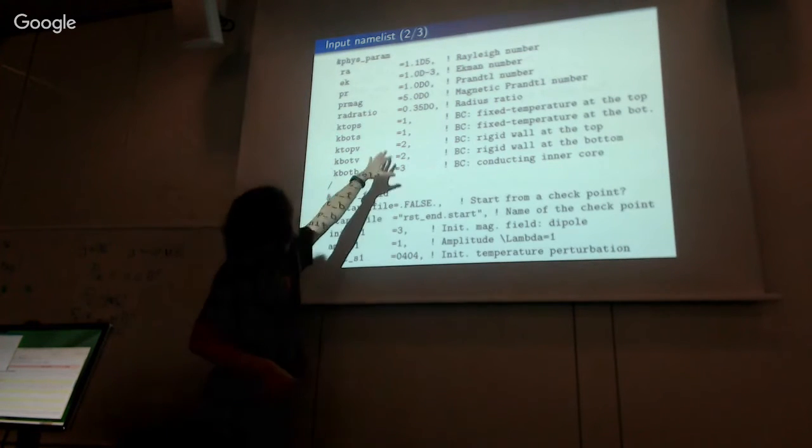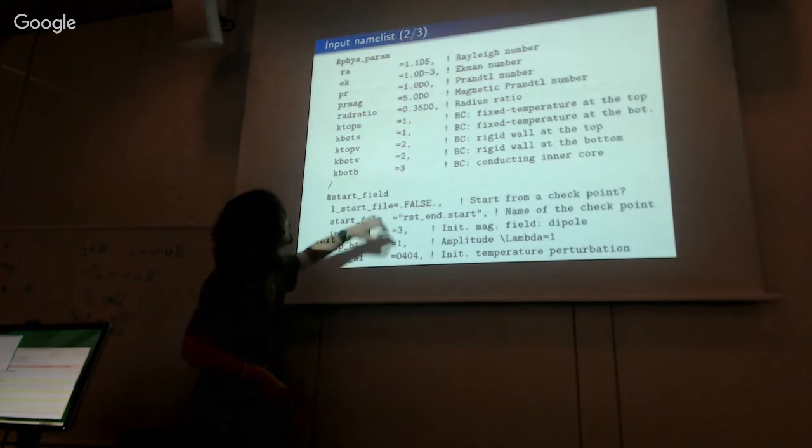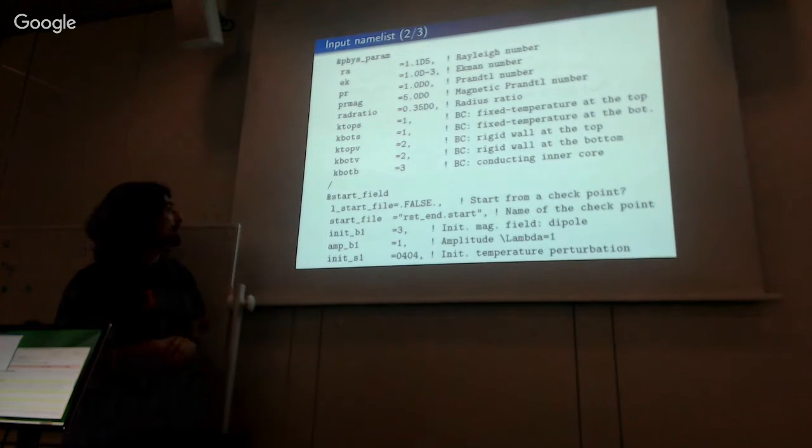Okay, and here are the different magnetic and mechanical boundary conditions and entropy boundary condition that Johannes described just before.